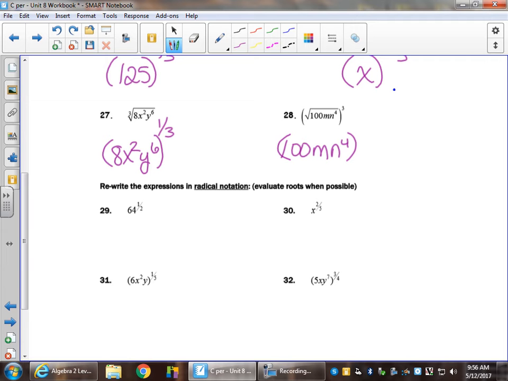For right now, ignore this 3 on the outside, to the 1/2, because we're about to do it right now. Right now, I just focused on writing the inside. But is this complete? No. It's all raised to what?